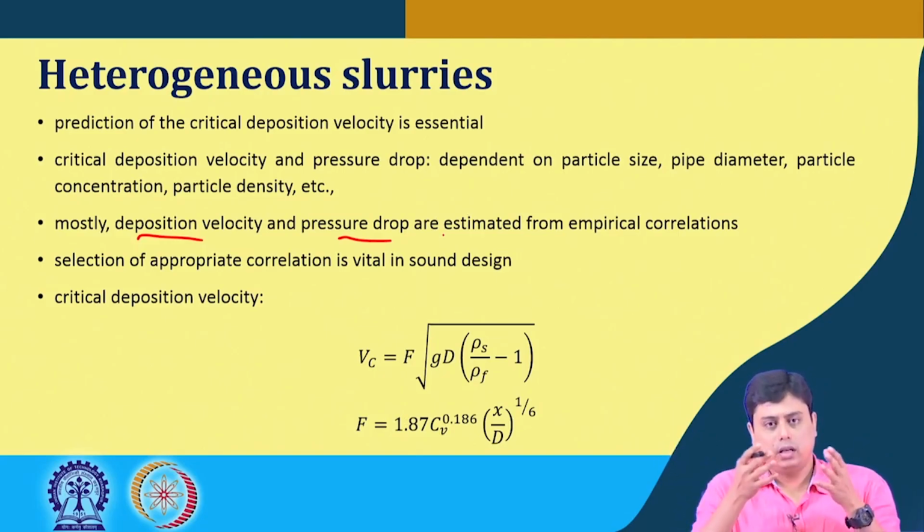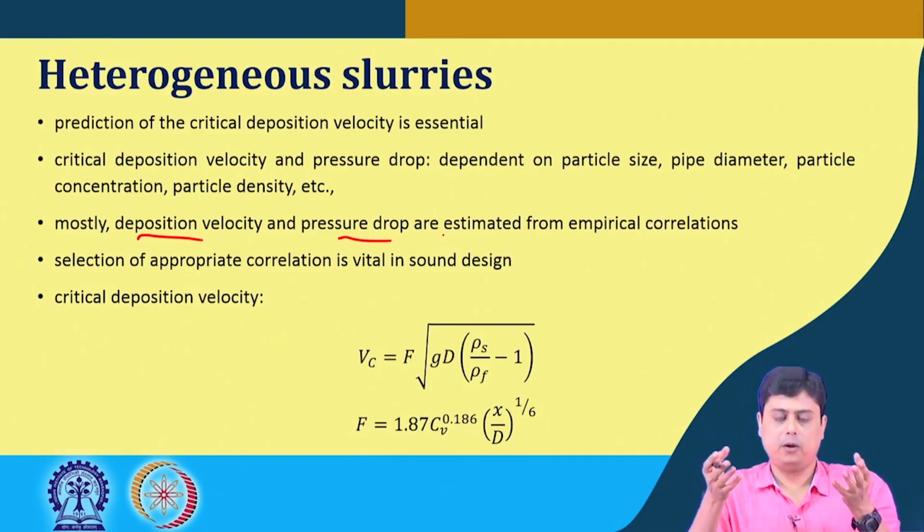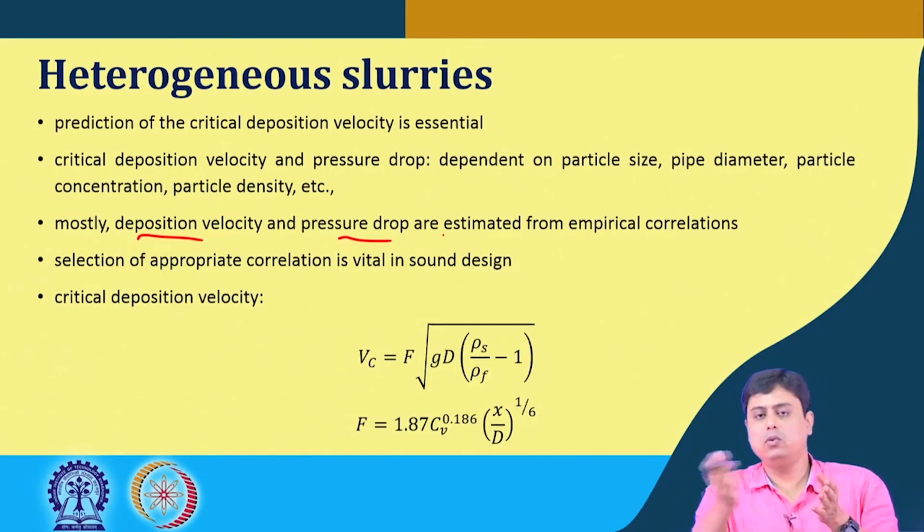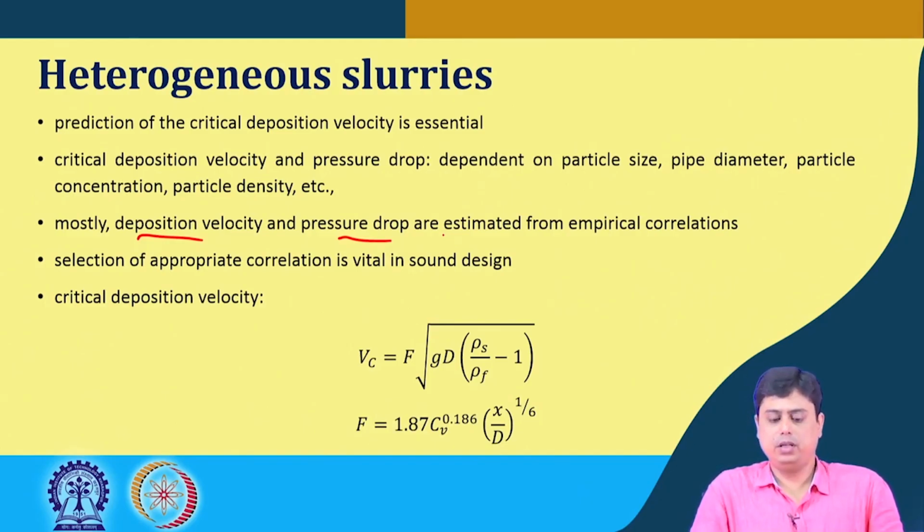So, this calculation or this estimation is merely an initial guess or initial value that would help you to have a certain design margin and then go on for the design. So, selection of appropriate correlation is essential for the sound design or sound construction of this pipeline network that will carry this heterogeneous slurries. Now, one of such correlation is shown here, that is from the literature.